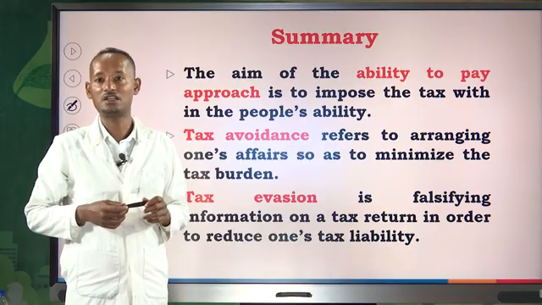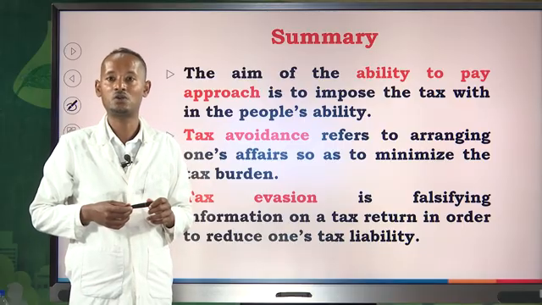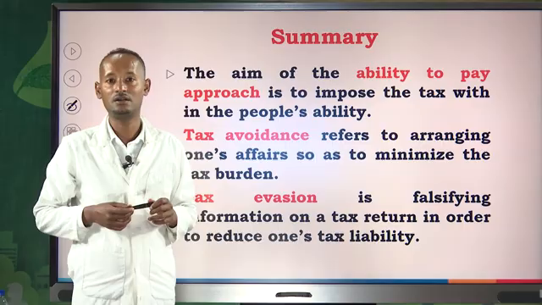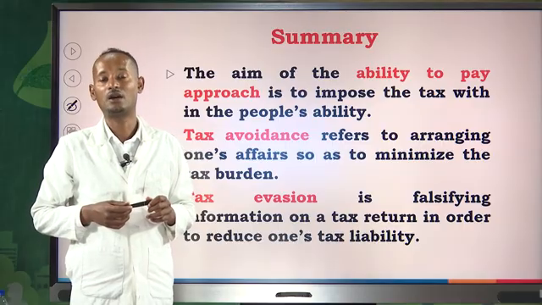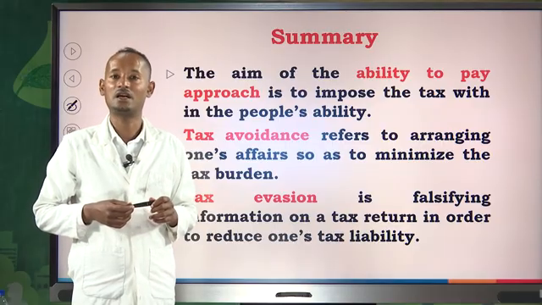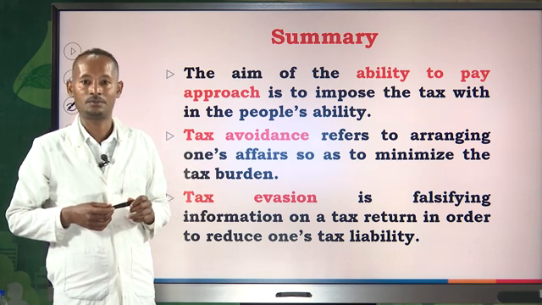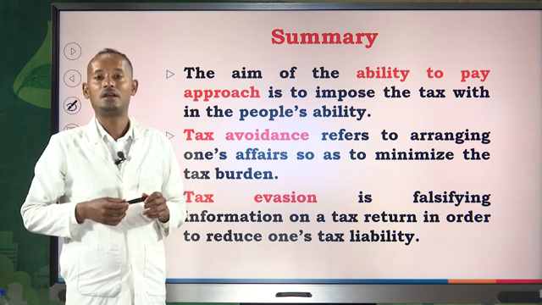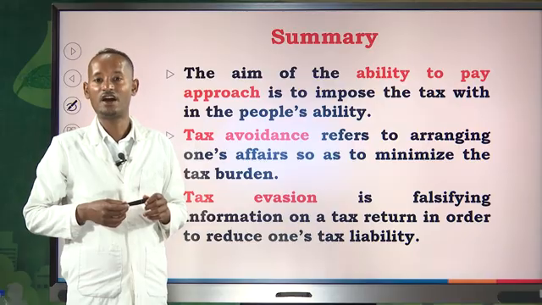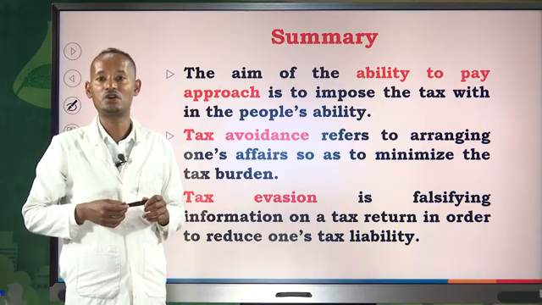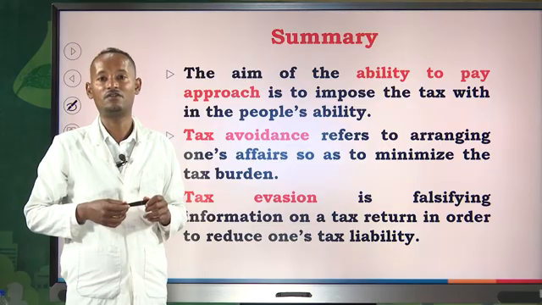And tax avoidance refers to arranging one's affairs so as to minimize the tax burden. And from the legal point of view, tax avoidance is a legal economic tax problem. And tax evasion is falsifying information on a tax return in order to reduce one's tax liability. From the legal point of view, tax evasion is an illegal act.